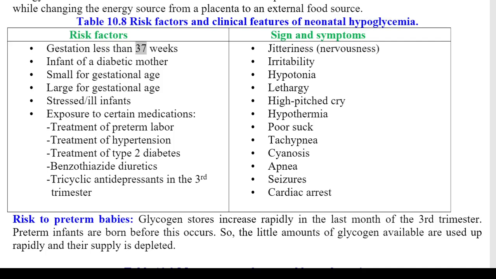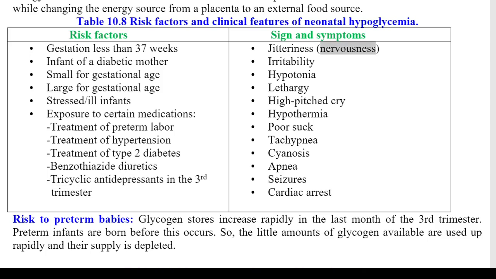Gestation less than 37 weeks. Infant of a diabetic mother. Small for gestational age. Large for gestational age. Stressed or ill infants. Exposure to certain medications: treatment of preterm labor, treatment of hypertension, treatment of type 2 diabetes, benzothiadiazide diuretics, tricyclic antidepressants in the third trimester.